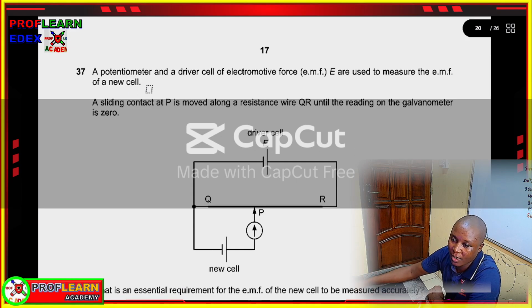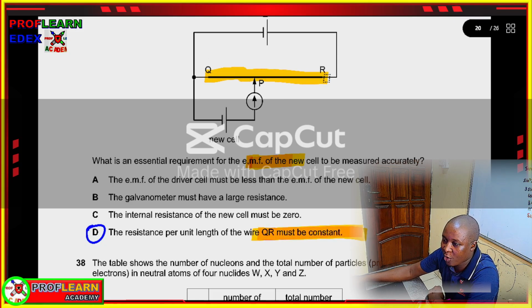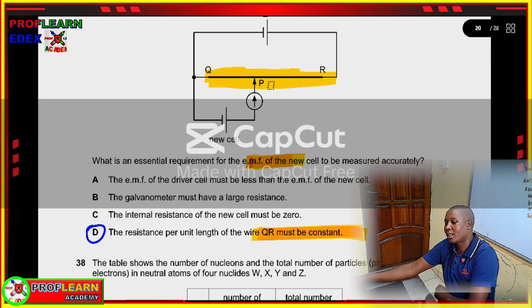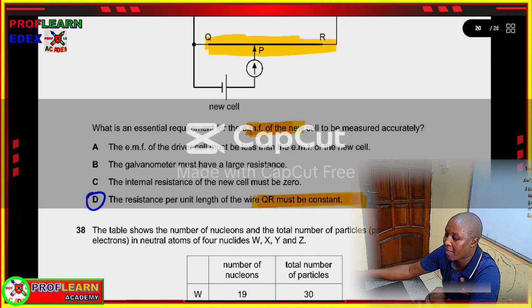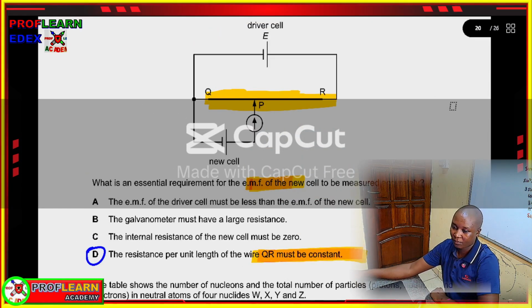A potentiometer and a driver cell of electromotive force E are used to measure the EMF. So what is the essential requirement for the EMF of the new cell to be measured? In this case, the resistance per unit length of the wire must be constant. The wire used here must have uniform cross-section area, and the resistance along the wire QR must be constant, because we are going to use ratios in order to work this out.